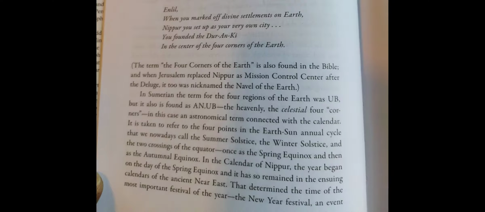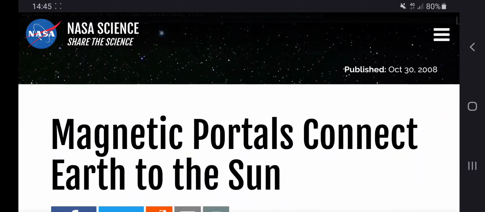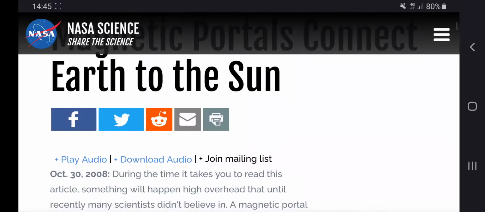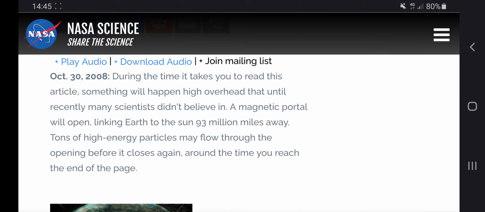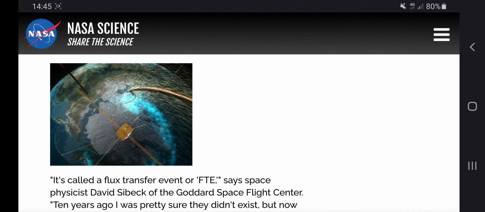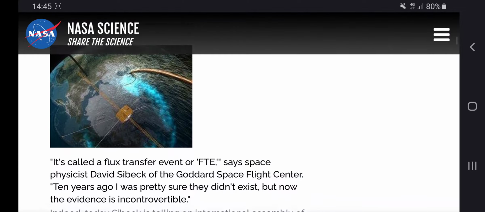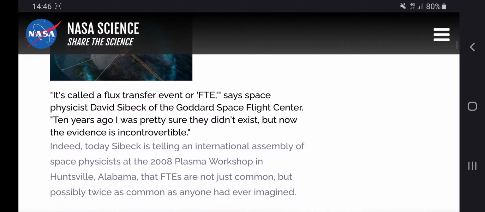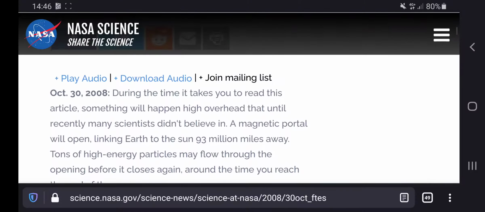Okay, now we are over at NASA Science. Magnetic portals connect Earth to the Sun. 2008, more than 10 years ago. Here's a picture of that, how they imagine it will happen, or how it could probably look. It's called a flux transfer event, or FTE. Let's start from the beginning, probably.